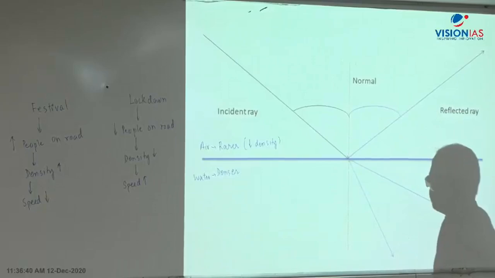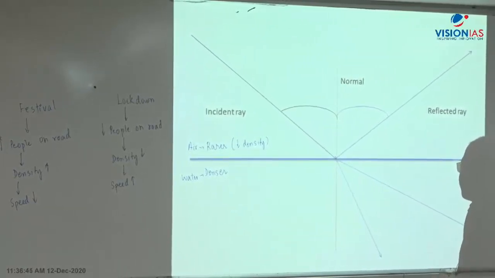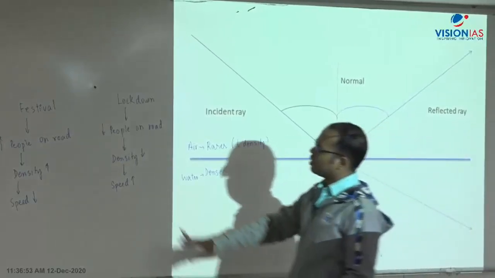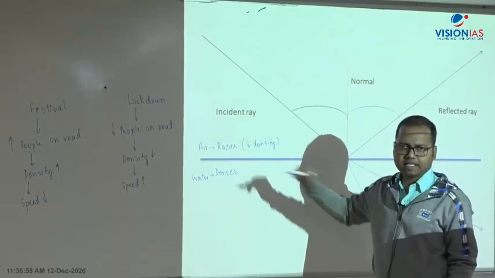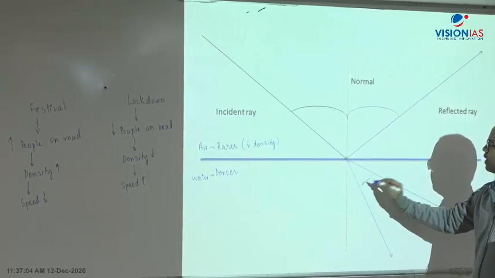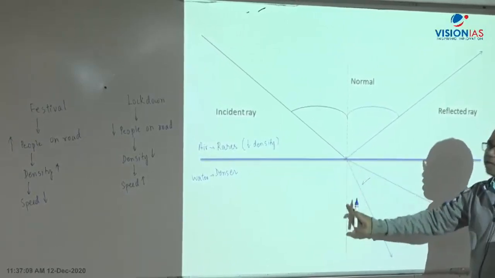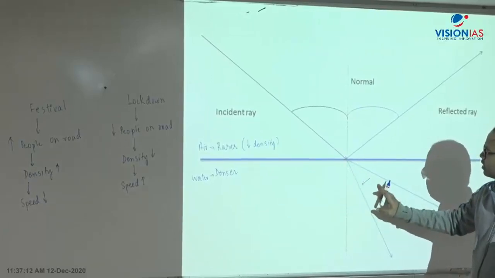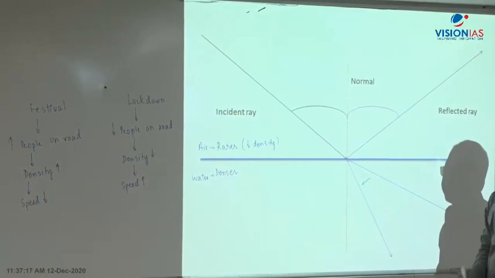So what can I expect? If it is moving from rarer to denser, speed should decline. It is like moving from the road of lockdown to the road of festival, because density is increasing. So speed is bound to decline. Decline means it is coming near to the normal. Just see this. It was here, it deflected this side, means it is coming to the normal.